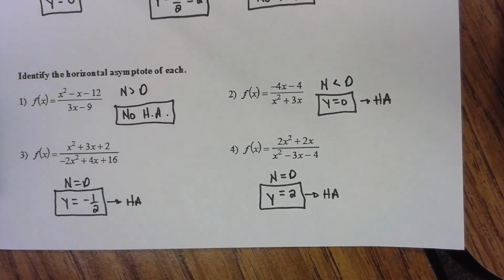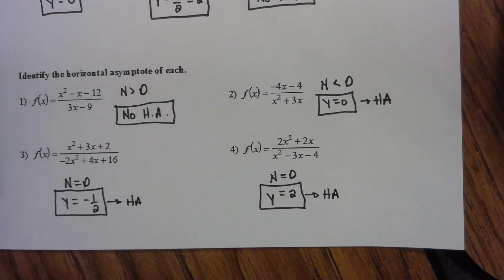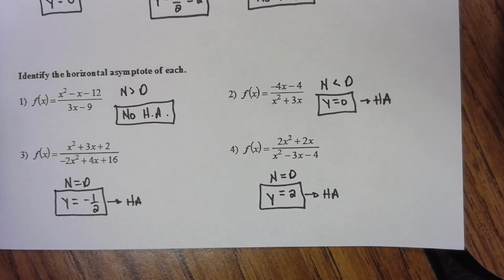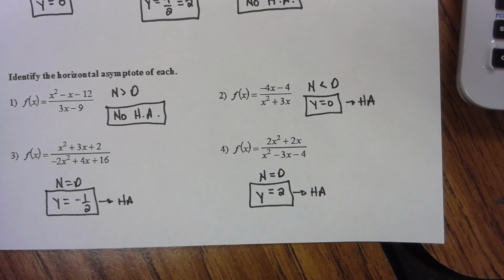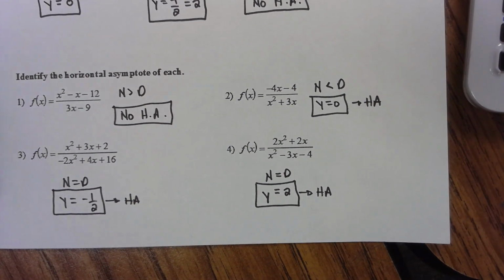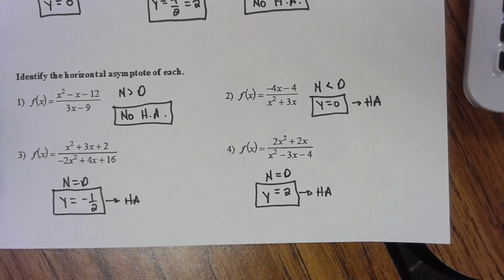Number 1 has no horizontal asymptote. The numerator is greater than the denominator. And again, I'm referring to the degree, the largest exponent. That squaring takes over. So as x gets really big, the values don't have any bounds on them. They just keep getting bigger and bigger and bigger. Okay, so that would be kind of like the polynomial where we're going to see it going to positive infinity or negative infinity.